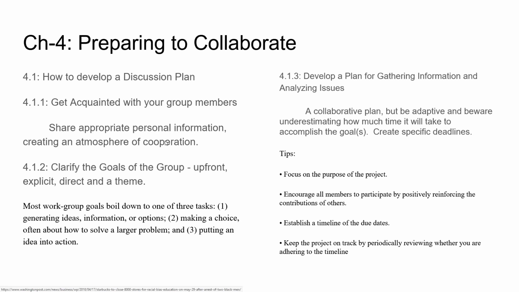Okay, so 4.1.2, clarify the goals of the group upfront: explicit, direct, and a theme. So understand your tasks, your assignments, your due dates, and then think about what the goals of the group are. Let's make them really explicit and direct, and put them in your Canvas group discussion. So in the group 1, 2, 3, 4, or 5 discussion on Canvas, once you're in a group, you go to that specific discussion, you start talking about all the things you can do, and everybody should say, these are my goals for the group, and just put them out there. Everyone puts them out there.